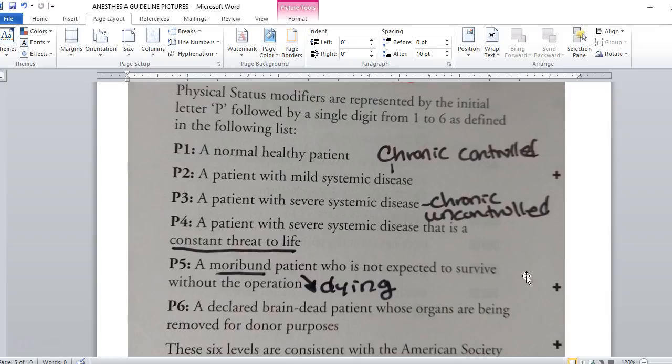And then remember that P6 is for brain dead patients because we do not have proper proof that brain dead patients do not have physical feelings. So they get anesthetized before their organs are harvested.